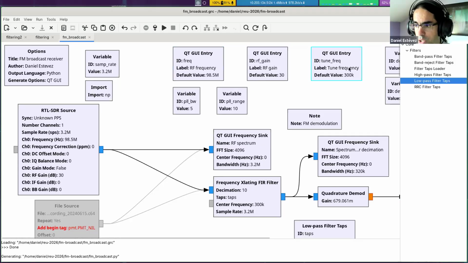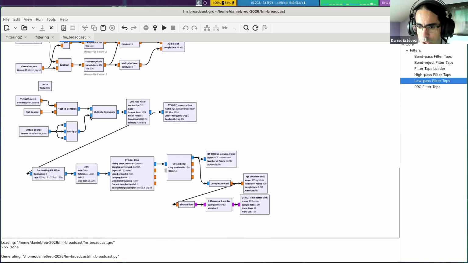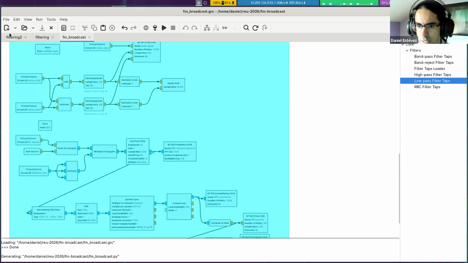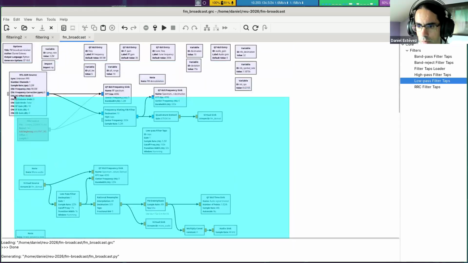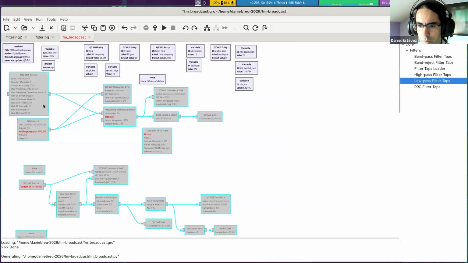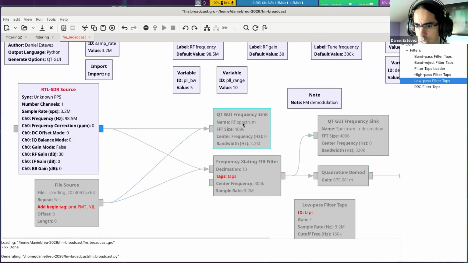So you will need to adjust these two for your local FM station if you are trying to run this now. The flow graph is pretty large, as you can see. I'm going to use it as is because there is no way I can build this and explain how it works in 15 minutes. But I'm going to explain it step by step. So I'm going to begin by disabling most of it, or actually maybe all of it will be simpler. And then I'm going to keep explaining it by sections and enabling things as we go.